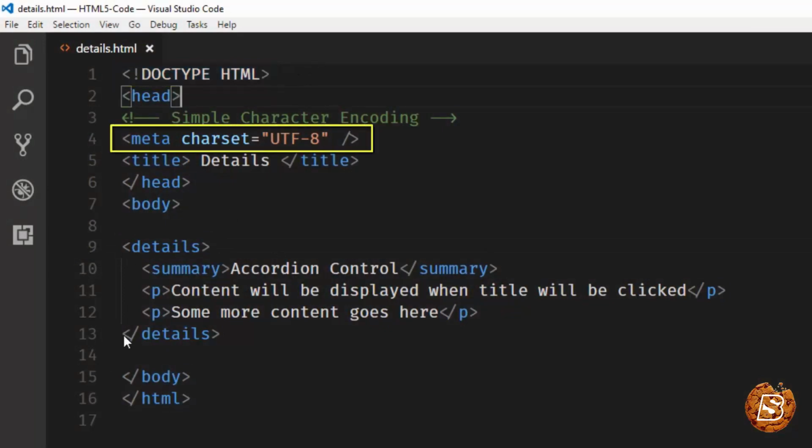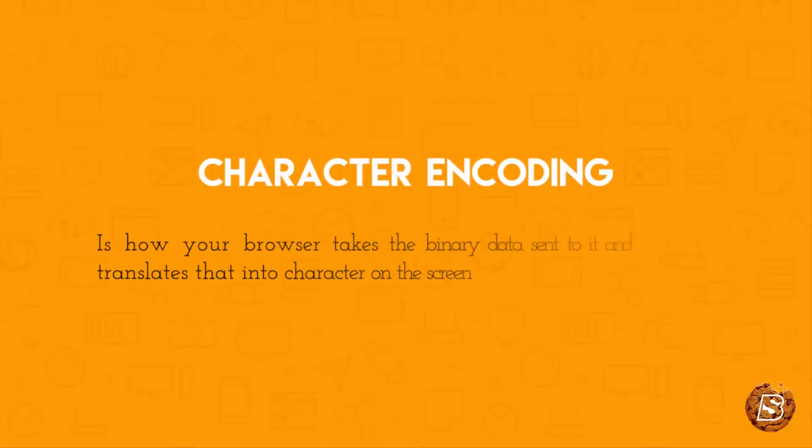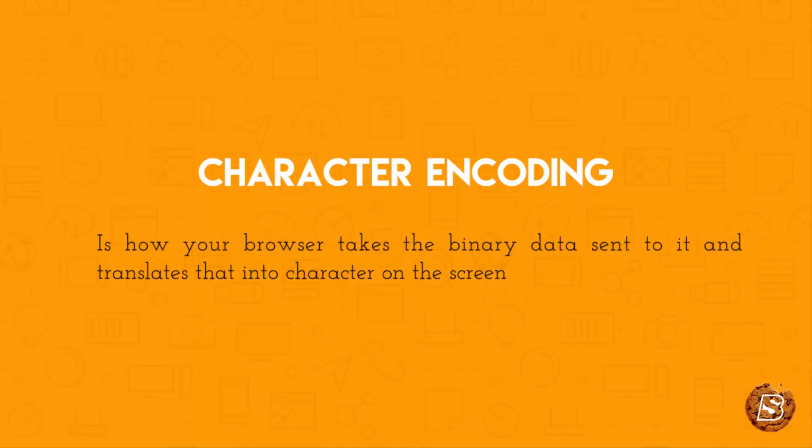And now let's go to the character encoding that we have defined over here. That's meta charset equals UTF-8. Now, character encoding is how your browser takes the binary data sent to it and translates that into characters on the screen.